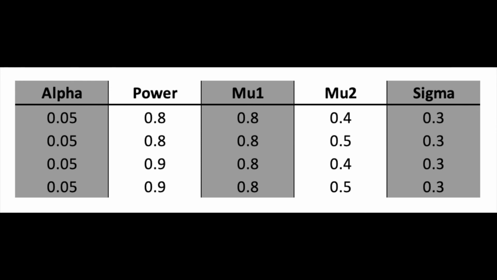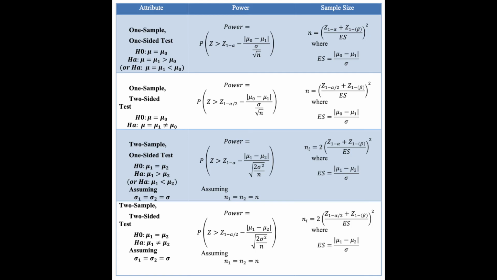So as you can see, alpha, mu1, and sigma remain static, where power and mu2 are variable. It had asked to assess the sample size for power at both 80% and 90%, hence the 2 values in the power column. It then asked to assess when mu2 is equal to 0.4 and 0.5. Thus, we have 4 different possibilities. And to find the sample size for a two-sample, two-sided test, we can follow this table. So here at the very bottom, and then to the right, we have this formula for the sample size.